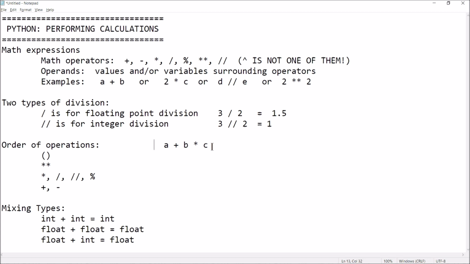So let me just replace those variables with some actual numbers. So what would the answer be here? Well, 5 plus 2 times 3, you're going to do 2 times 3 first, and then you add 5 to that. So the answer to this is going to be 11, because 2 times 3 is 6, plus 5, 11.